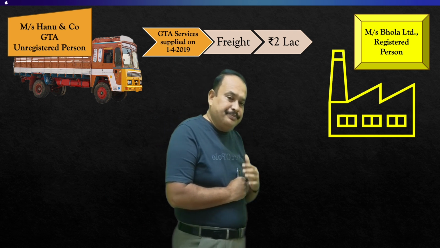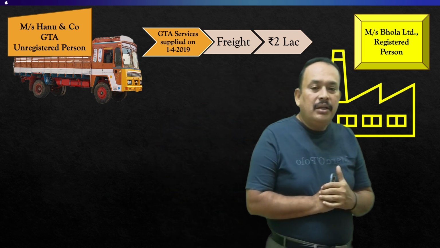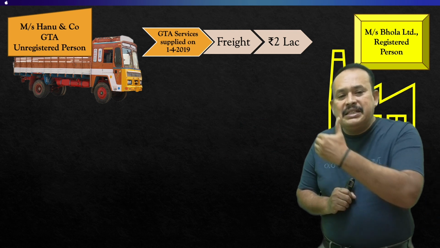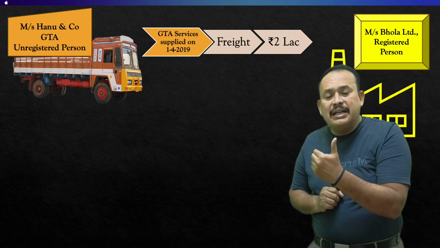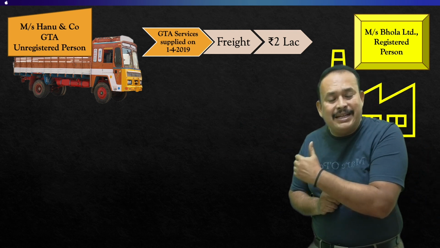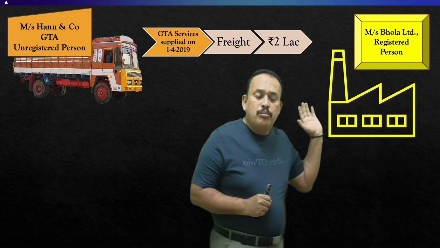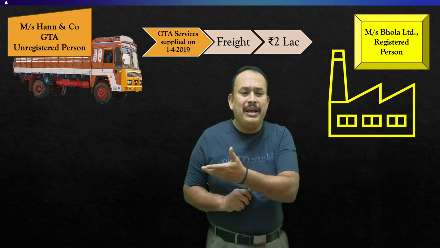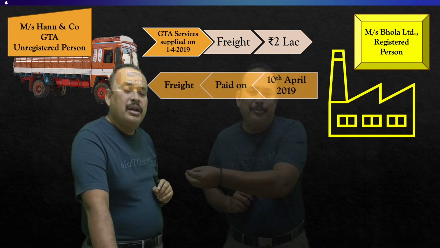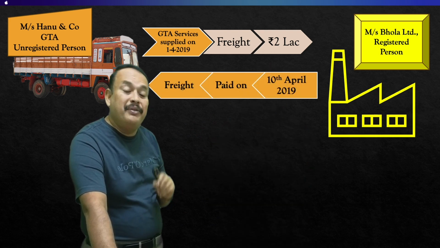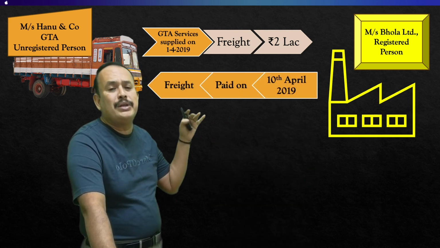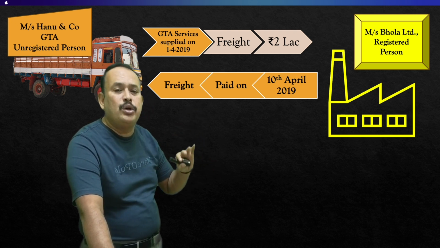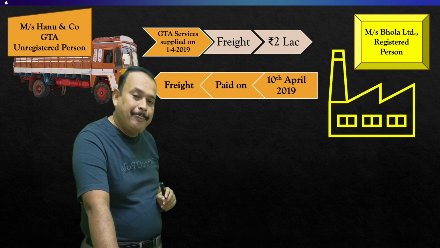My dear sir, in the given case, when the services were received in the month of April 2019 by Bhola Limited, they made the payment to the supplier. Freight has to be paid, no? Freight paid. How much freight paid? 2 lakh paid. When paid? 10th April 2019. When the service was supplied, payment was made to Hanu and Company.